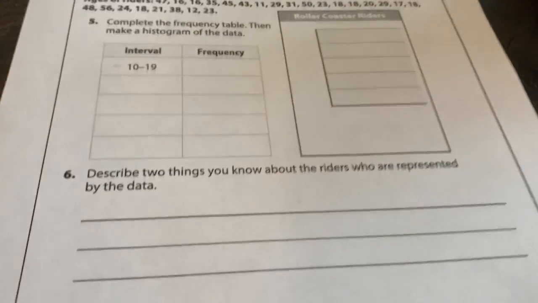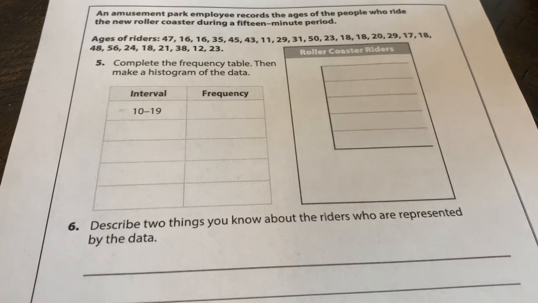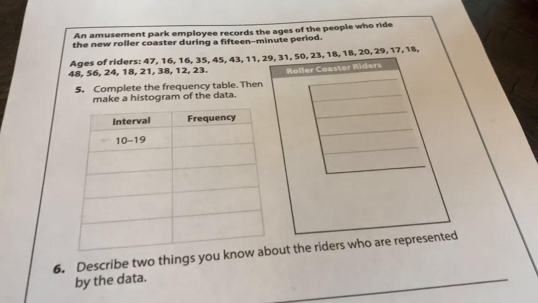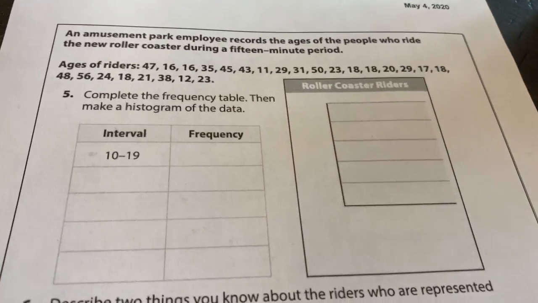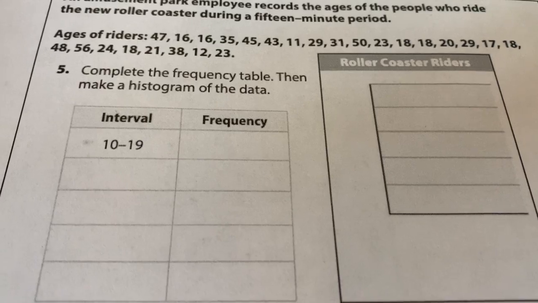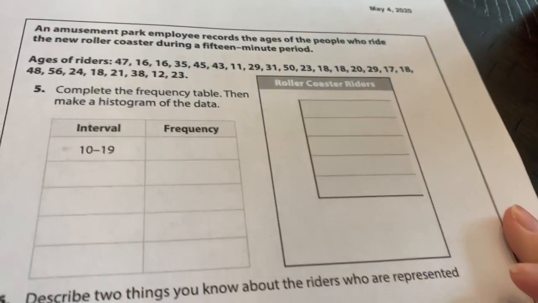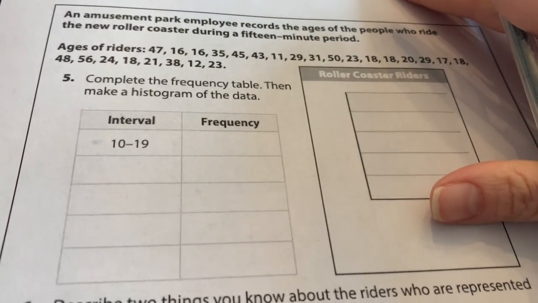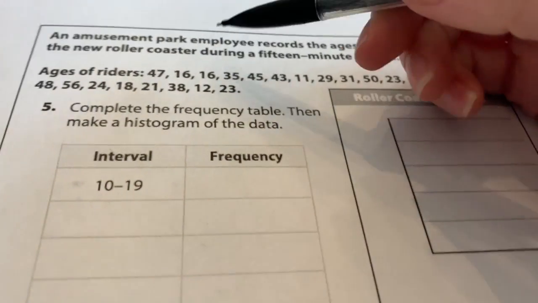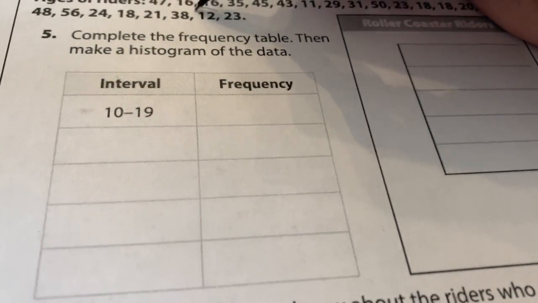Okay, so to finish up, we're going to do this question, which is from the independent practice. I think it says it's number 5, but I'm pretty sure it's independent practice. An amusement park employee records the ages of people who ride the new roller coaster during a 15-minute period. Here's the ages of the riders. And we're going to complete the frequency table and then make a histogram. So again, they're giving us our first interval. And if you weren't sure what type of interval to use, remember that you're looking at where your smallest data value is. So in this case, we've got 12.